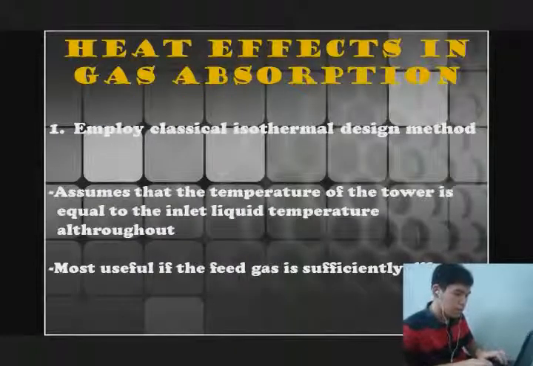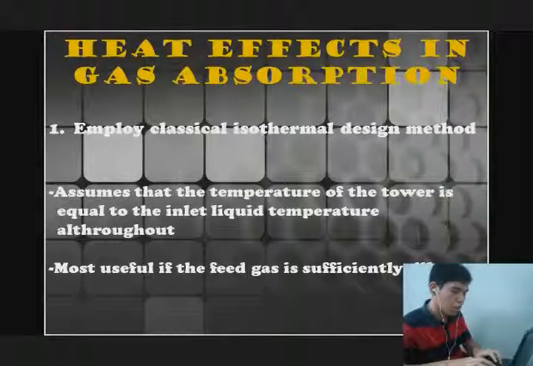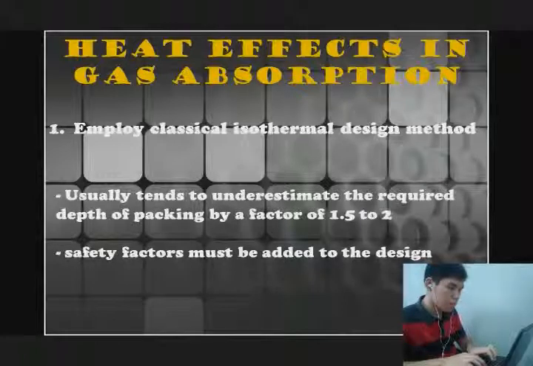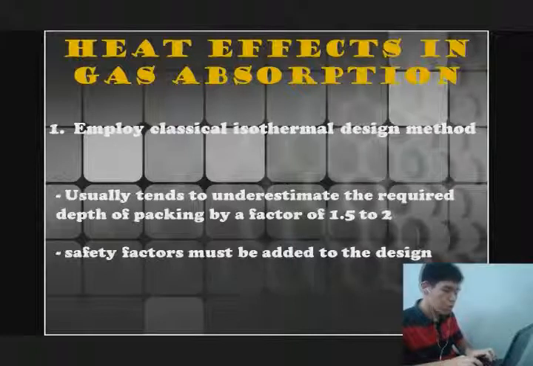A classical isothermal method assumes that the temperature at all points of the tower is equal to the inlet liquid temperature all throughout. It is most useful if the feed gas is sufficiently dilute. It usually tends to underestimate the required depth of packing by a factor of 1.5 to 2, so safety factors must be added to the design.